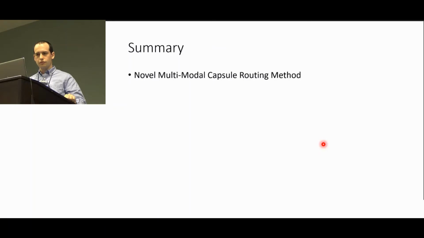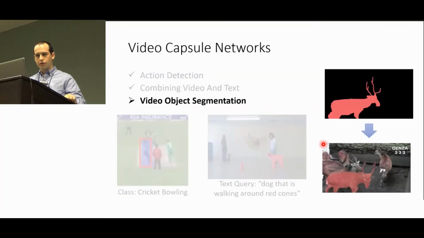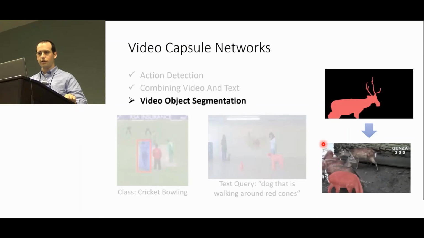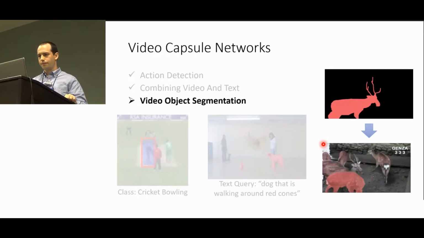So I've shown you a new multimodal capsule routing method, an end-to-end capsule network for video segmentation from a sentence, and it achieves state-of-the-art results on A2D. So the final part I'll talk about now, the final capsule network I'll talk about, is one for semi-supervised video object segmentation.